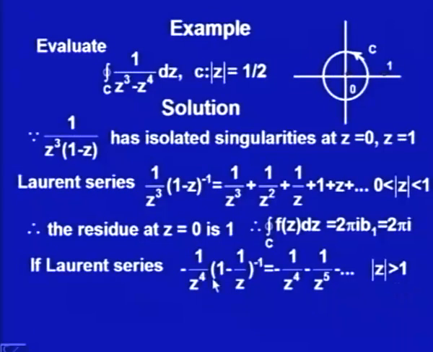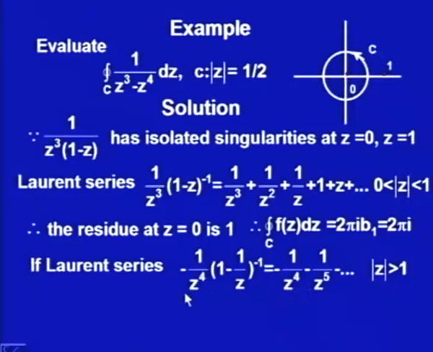So this expansion is 1 plus 1 upon z plus 1 upon z square and so on. If I multiply it by minus 1 upon z to the power 4, I get minus 1 upon z to the power 4, minus 1 upon z to the power 5, and so on. What it says is that I do not have any term of 1 upon z; the coefficient of 1 upon z is 0.